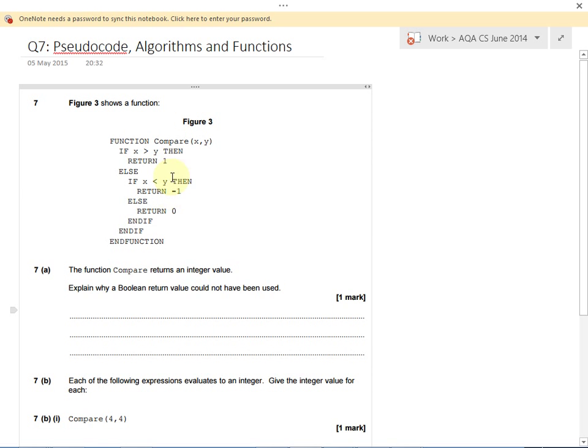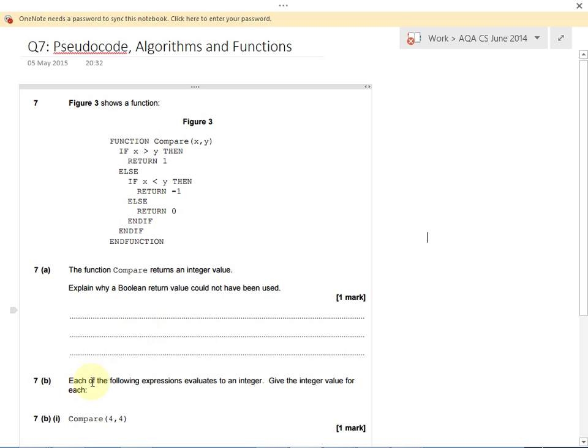So there's three possible combinations of what this function returns, which means it cannot be Boolean because Boolean is either true or false or 1 or 0. It can't be three possibilities. So that's your one mark here. It can't be Boolean because there are three possible return values.